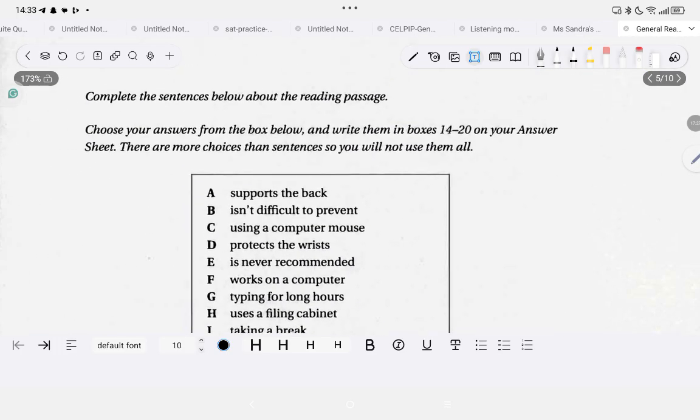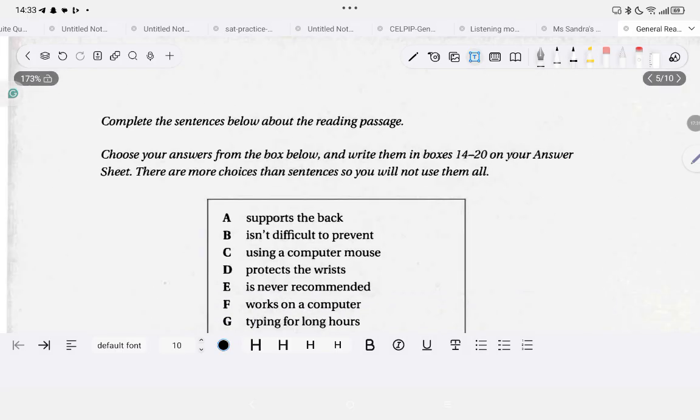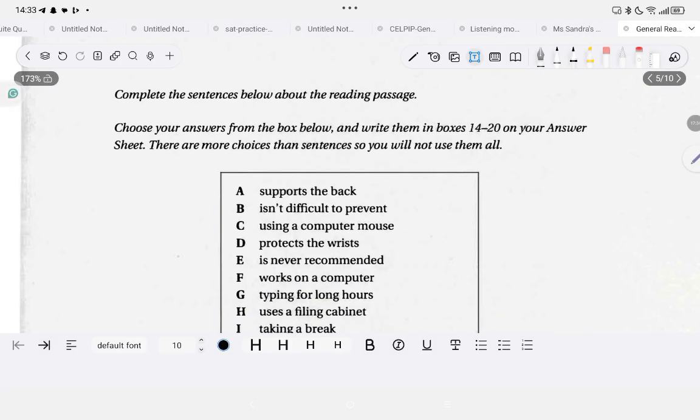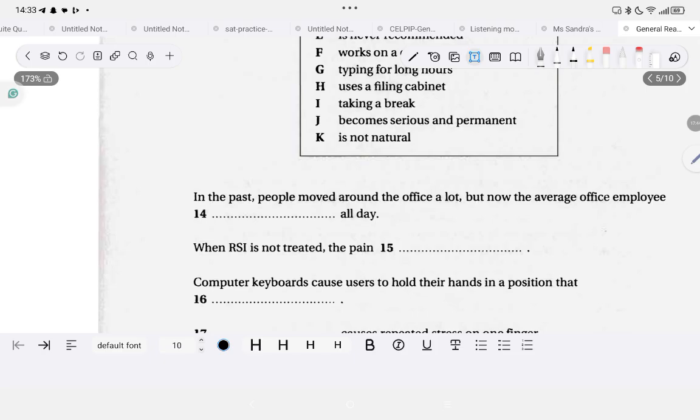Now, look at this. It says complete the sentences below about the reading passage. Choose your answers from the box below and write them in boxes 14 to 20 on your answer sheet. There are more choices than sentences, so you will not use them all. So we have A to K. In the past, people moved around the office a lot, but now the average office employee dash all day.